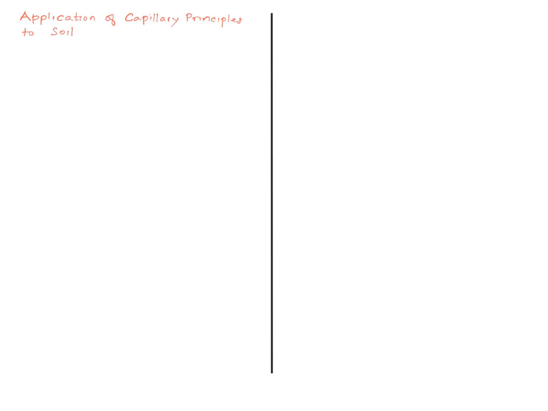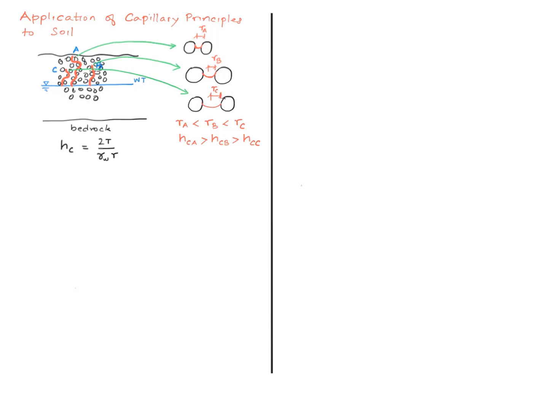So now let's talk about how to apply these capillary principles to real soil. Here's a sketch of a typical field soil deposit. We know we have interconnected pore space between particles, and these interconnected pore spaces act as capillary tubes. Water rises through these capillary tubes as shown in red over here. The sizes of these pore spaces are different, and therefore the capillary tubes don't have the same diameter.